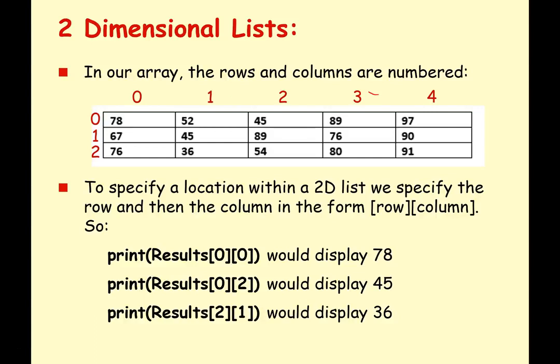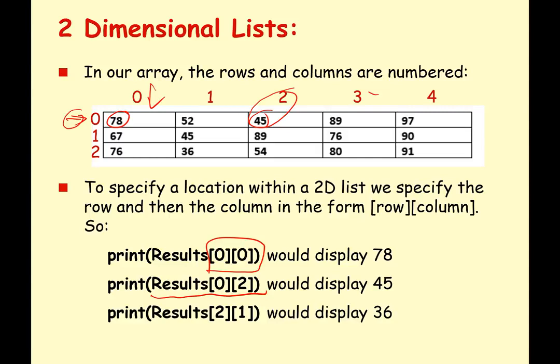So have a look here. We're going to say print results, and then we're going to have the row and the column each in their own set of square brackets. It's easy to do something like this, 0, 0, but that's not how we lay it out in Python. We have 0, 0, each in their own nice set of square brackets. So the computer goes to row 0, column 0, and it would print 78. If I say print results 0 2, again, it goes to row 0, goes along to column 2, and it's going to print 45.